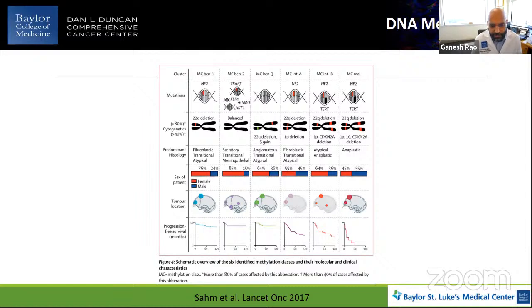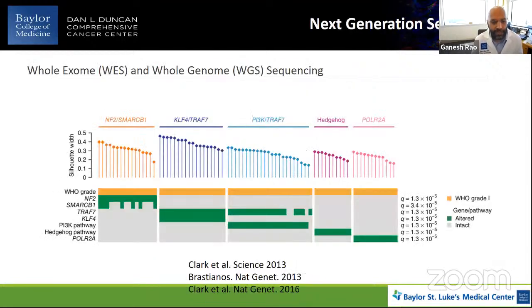Many of them have NF2 mutations. Some of them behave much more aggressively than others, depending on their genetic composition. And this is now also becoming standard of care in terms of the pathological classification. So many of these tumors are now being sequenced. It's much more than histology now. And this gives us a sense.